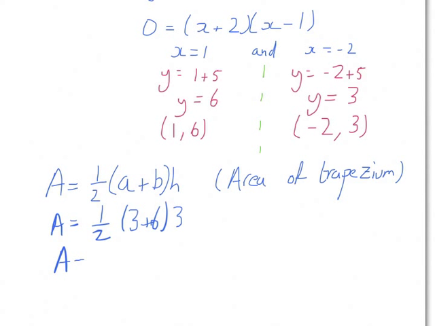So the area for the trapezium is 9 times a half, which is 4.5, times 3, which is 13.5 units squared. Because we have no units, we put units squared.